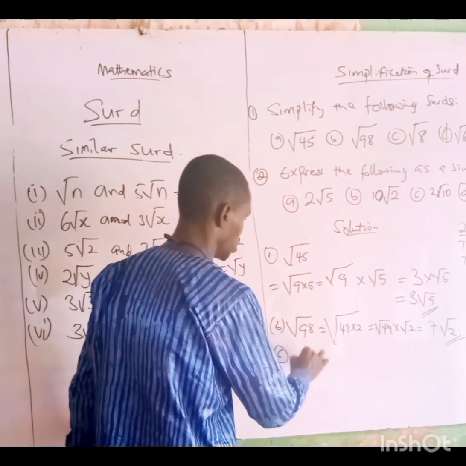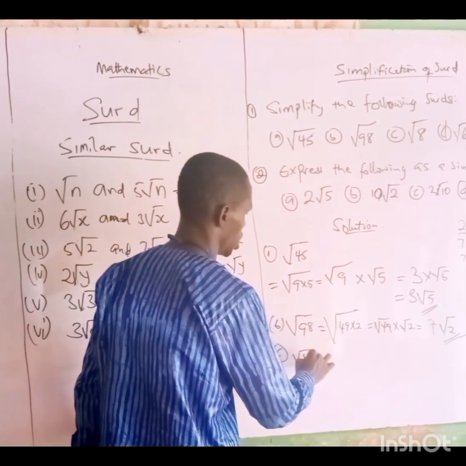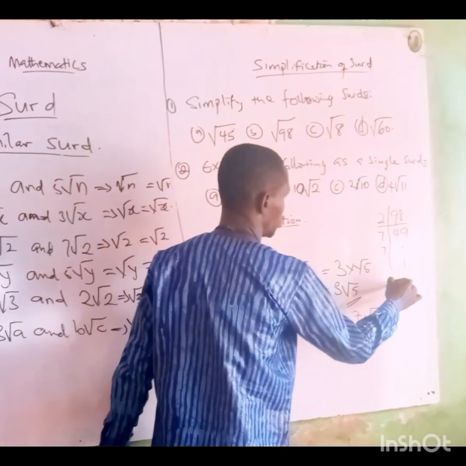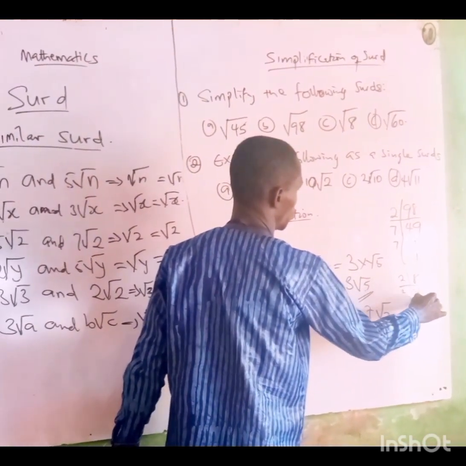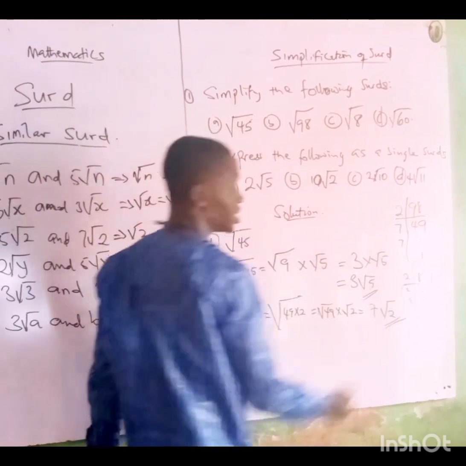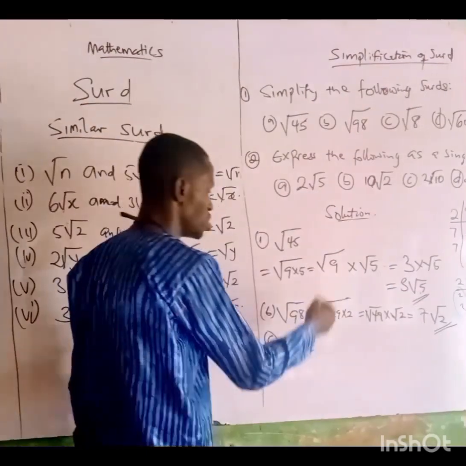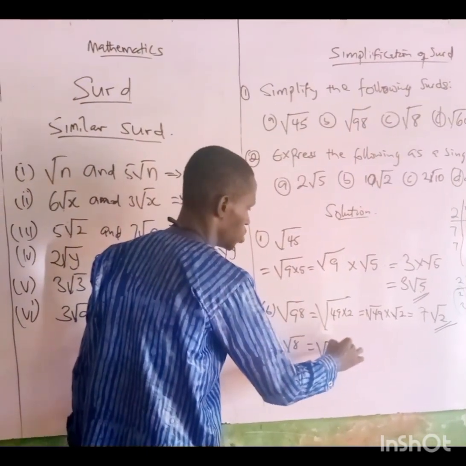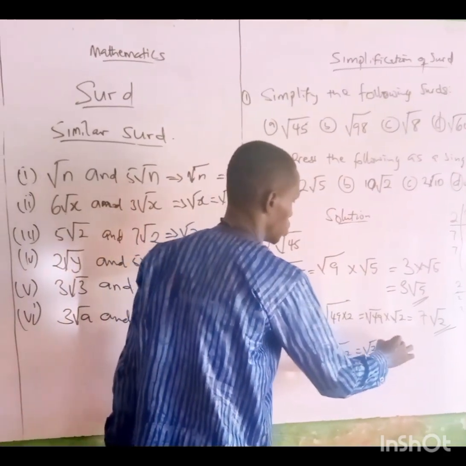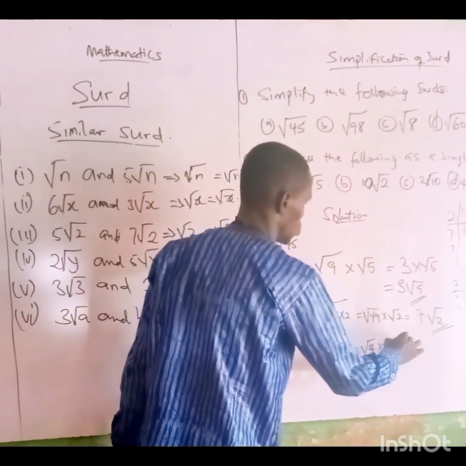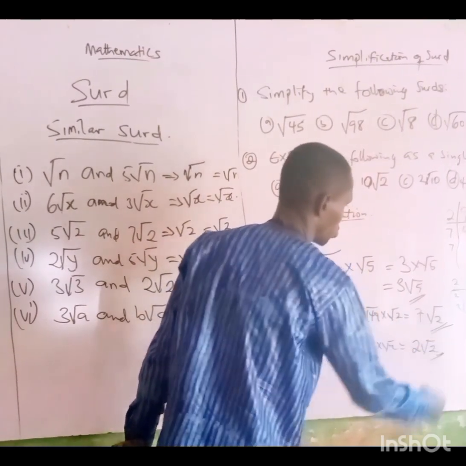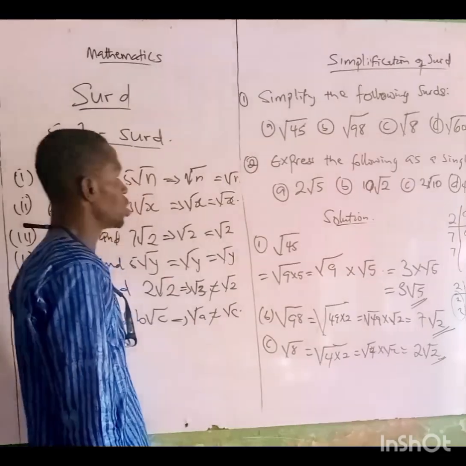So let's do number 3, root 8. Of course, we all know that 8 is 2 times 4, and 4 is 2 times 2, then 1. Now when you have 2 times 2 times 2, just pick two of them and match them together. Then it means root 4 times 2, which gives us root 4 times root 2. So the square root of 4 is 2, giving 2 root 2. I hope you understand that.